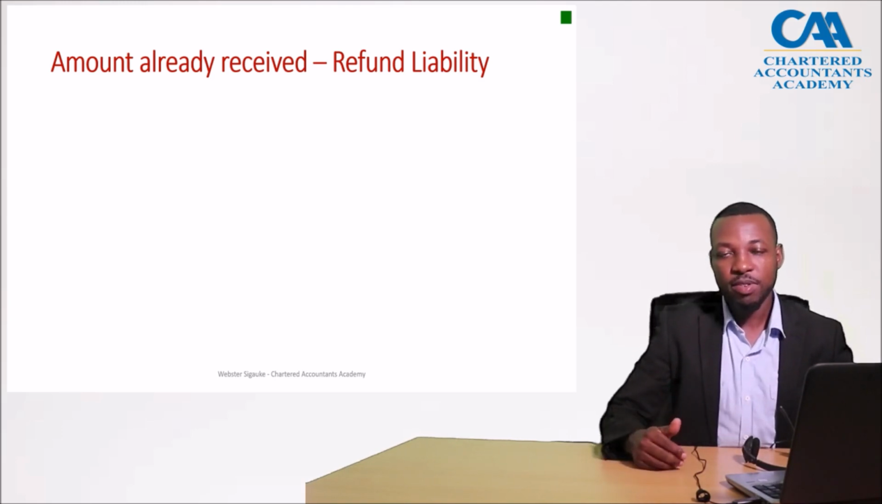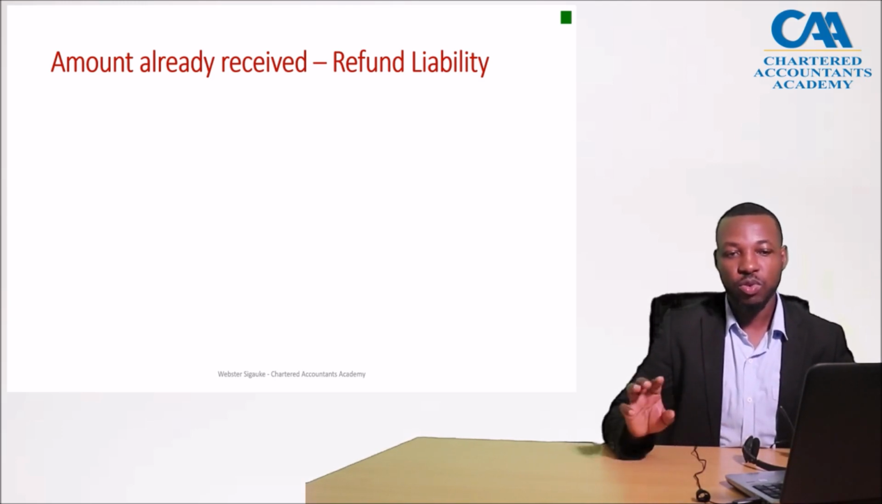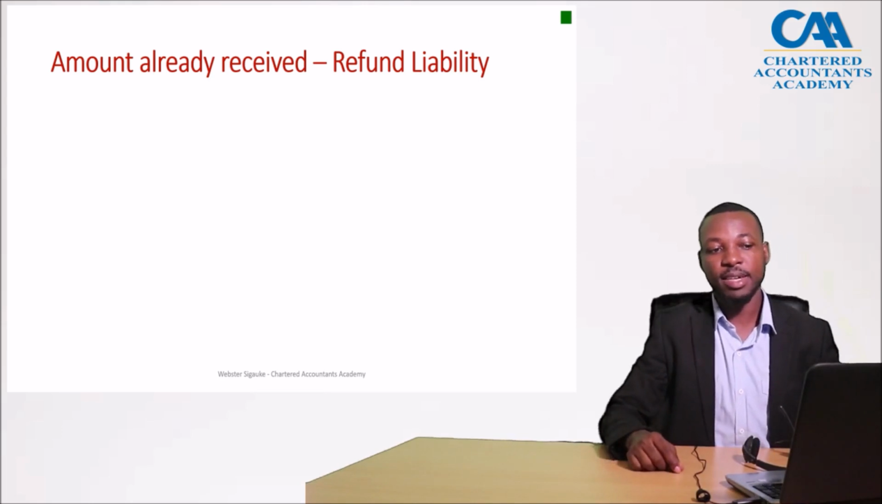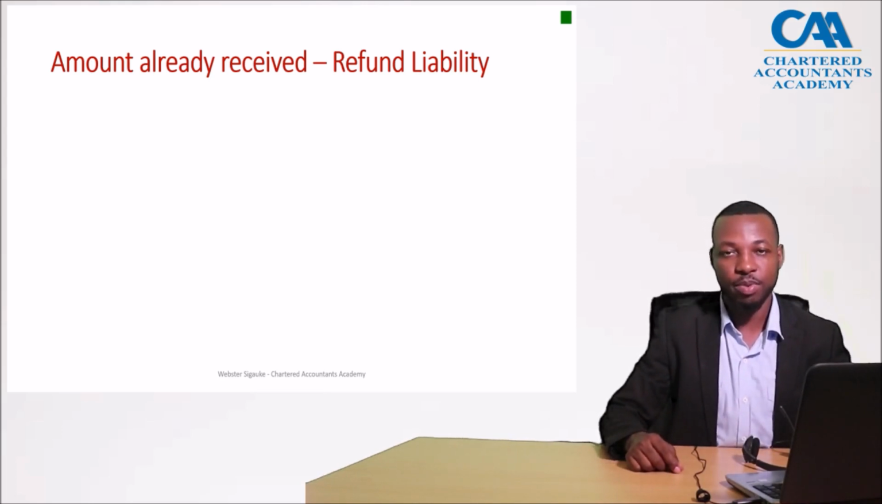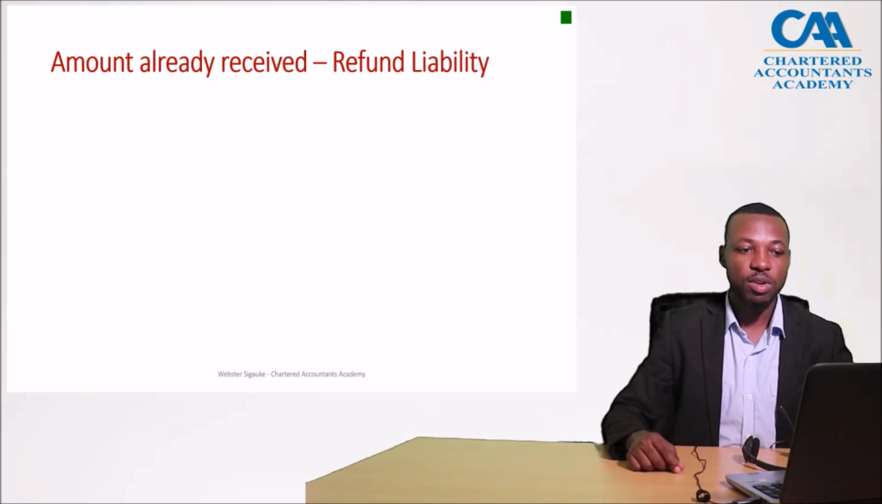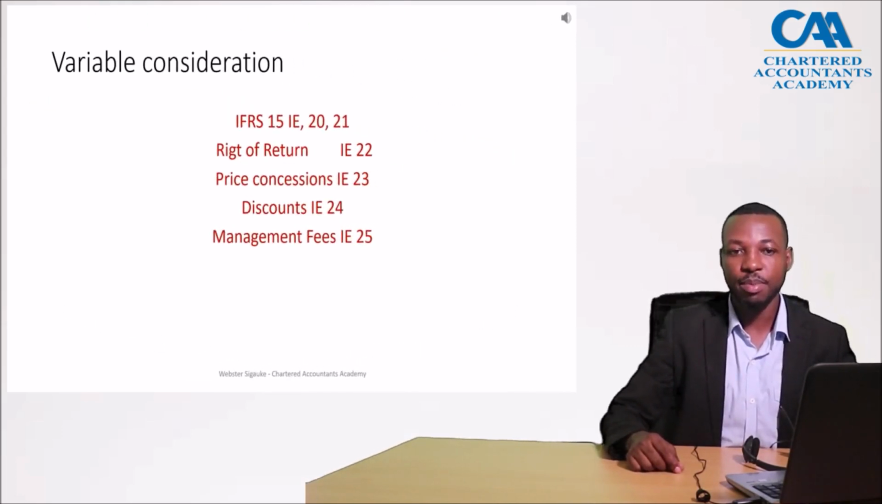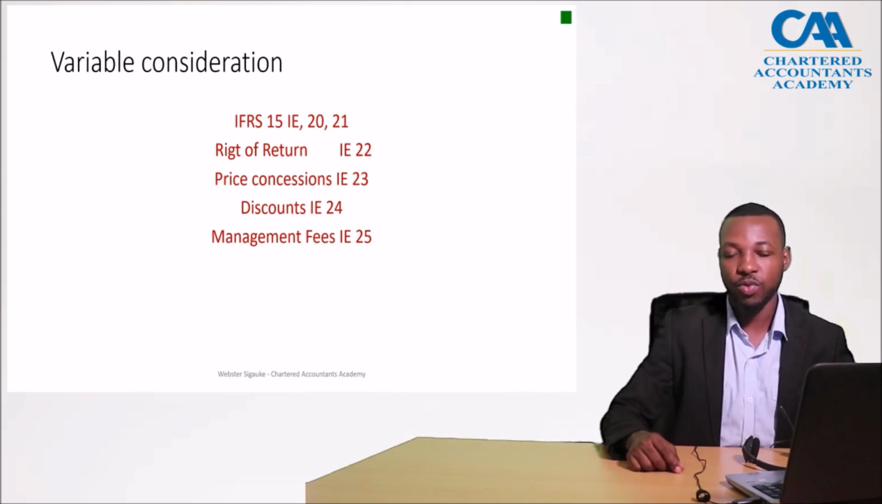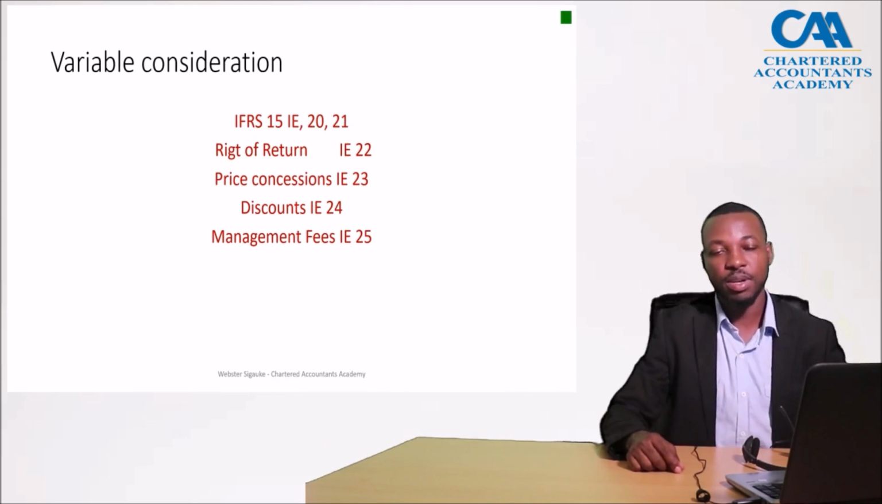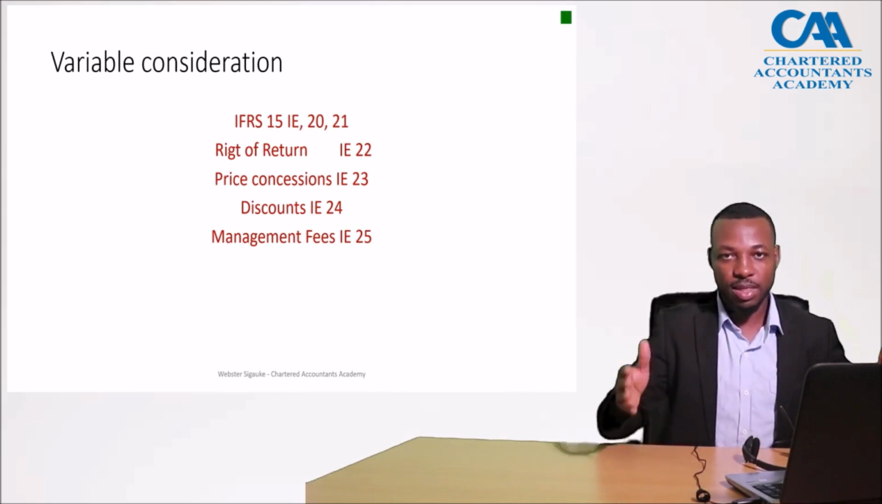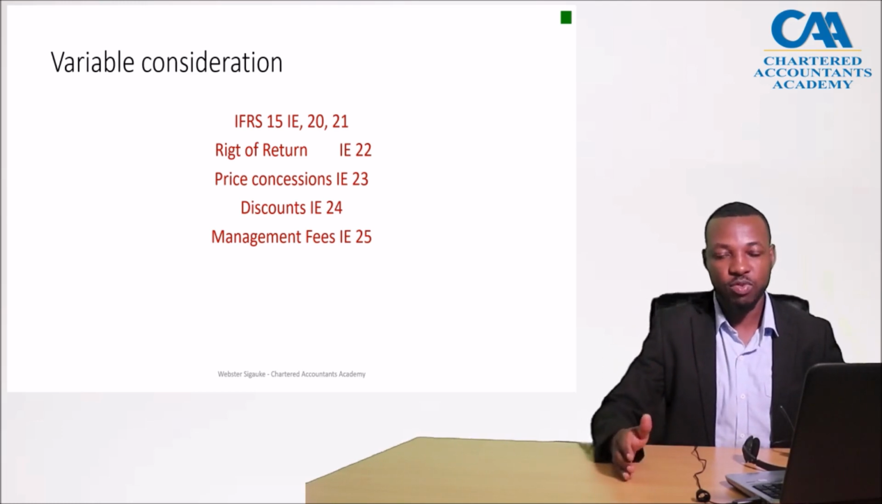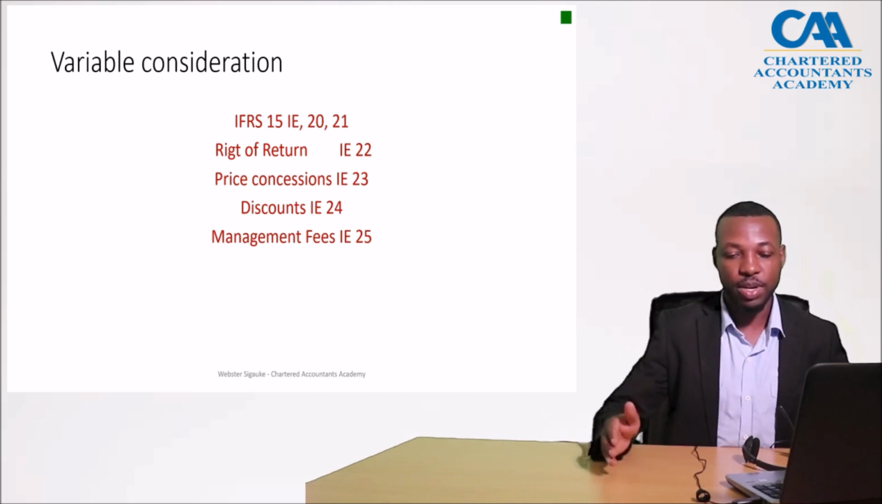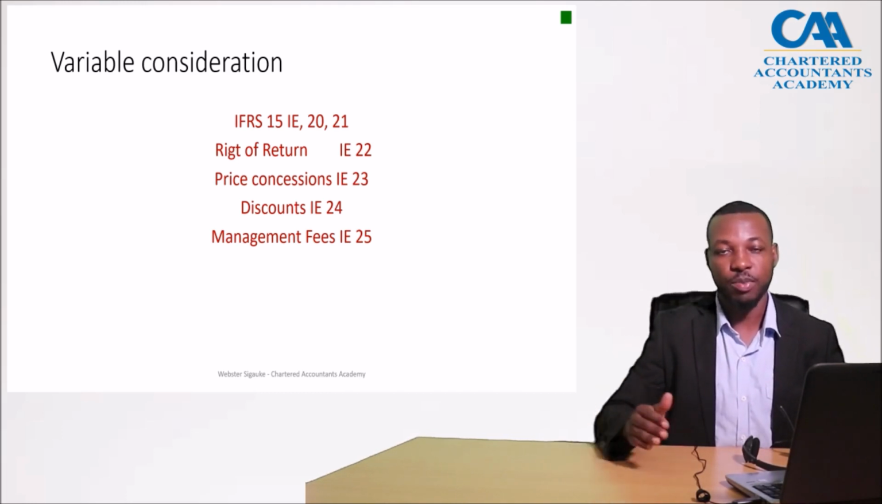So for variable considerations, I need you to also practice by going to the standard and you do illustrative examples which are given under IFRS 15. So I need you to do example number 20, example number 21, 22, 23, 24, 25. So you go to IFRS 15, illustrative examples, you take the IFRS handbook which is for illustrative examples, and you need to do from 20 to 25 and practice on variable considerations.